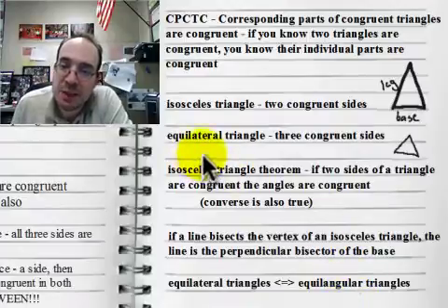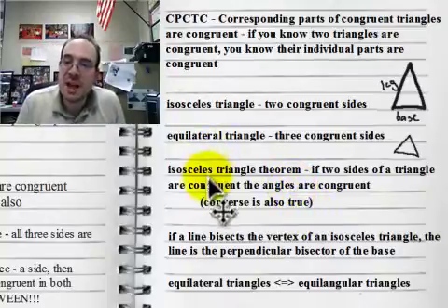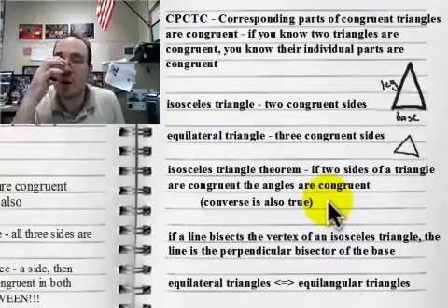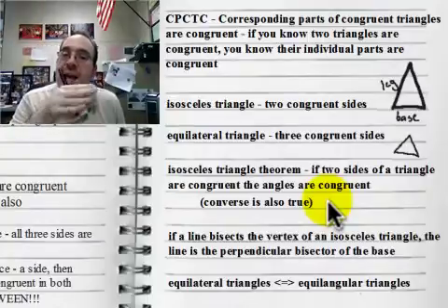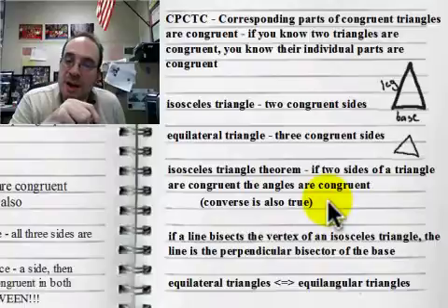The next thing we need to add is the isosceles triangle theorem, and this is what we're going to do in this new section. It says if two sides of a triangle are congruent, then the angles in that triangle that are opposite those sides are congruent. And I think it'll make more sense when we actually start working some problems out.